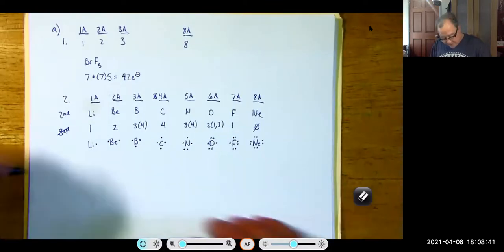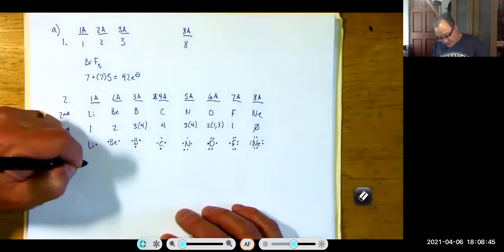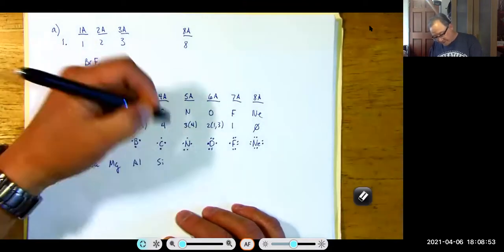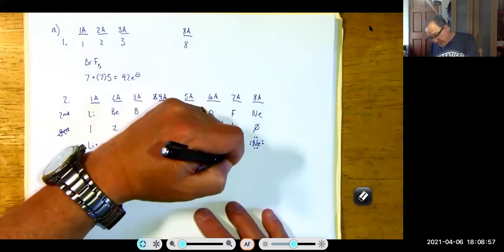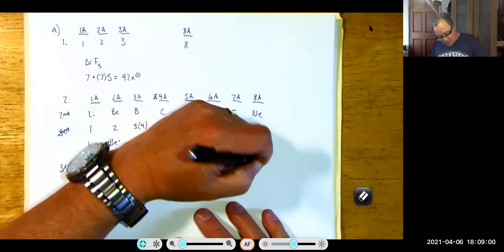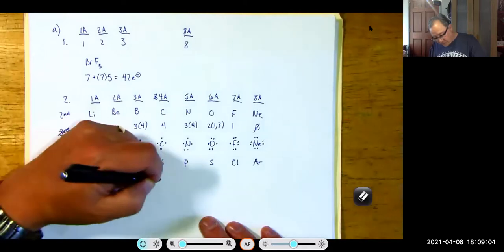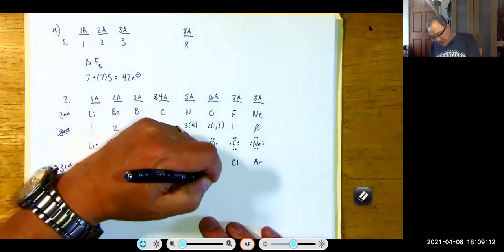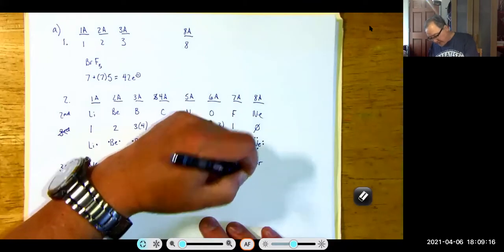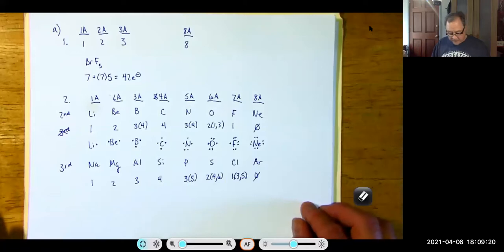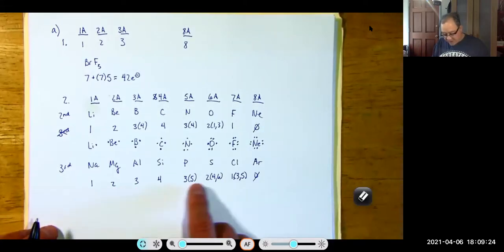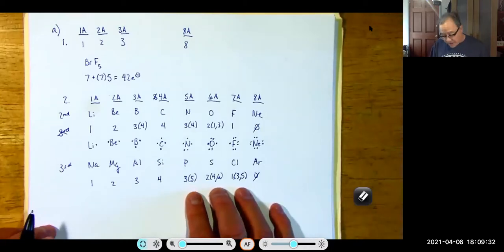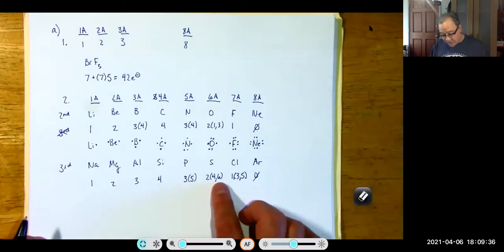Okay. So in period 3, it gets a little better. When we look at sodium, magnesium, aluminum, silicon, phosphorus, sulfur, chlorine, and argon, we're looking at 1, 2, 3, 4, 3 or 5, 2 or 4 or 6, 1 or 3 or 5, and 0 for argon. So you see it's the same pattern, 1, 2, 3, 4, 3, 2, 1, 0. But the exceptions here are a little bit different. One of the things you're supposed to notice about the exceptions is that they always go up by 2s: 3, 5, 2, 4, 6, 1, 3, 5.